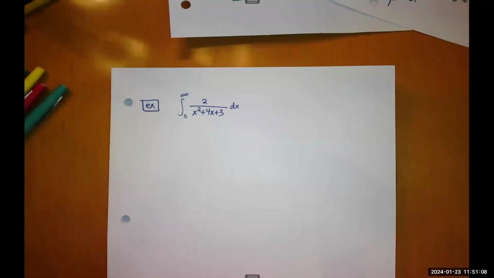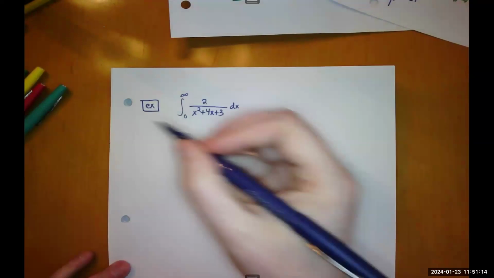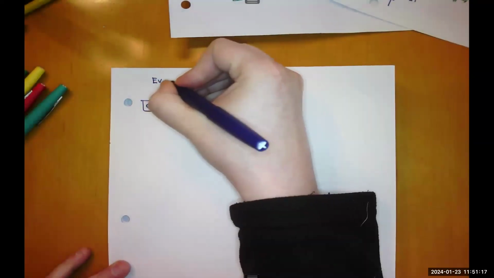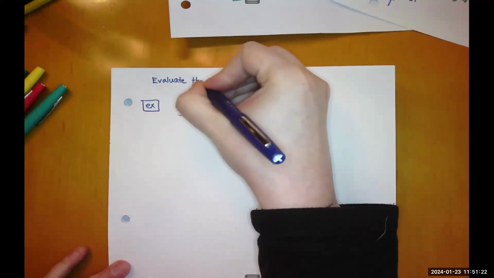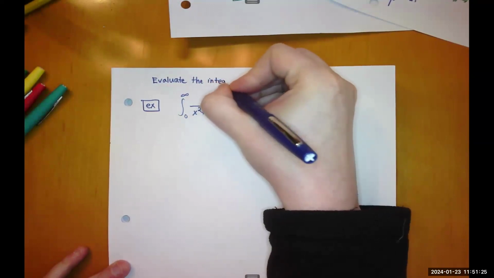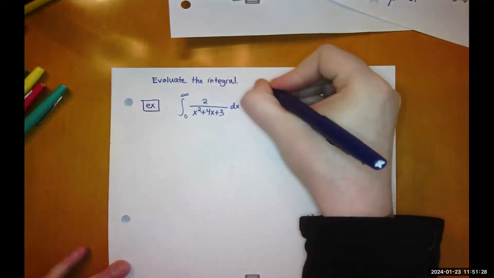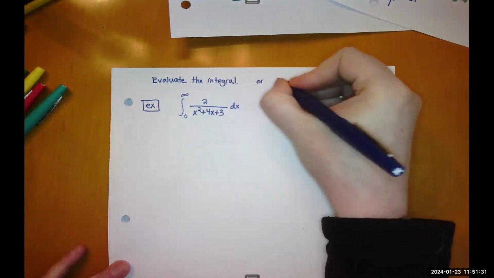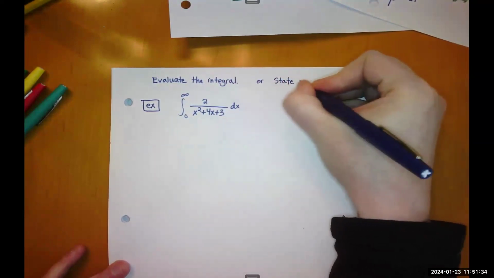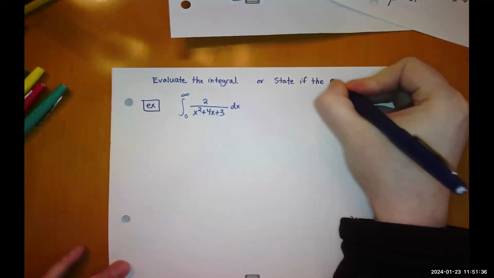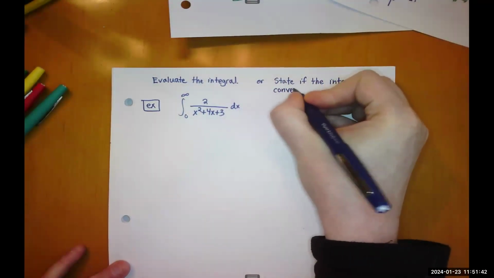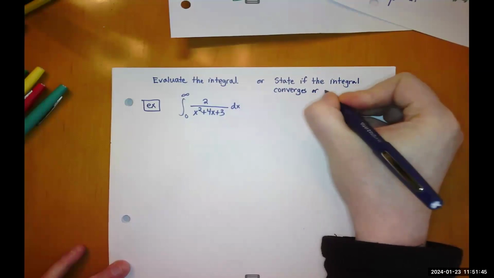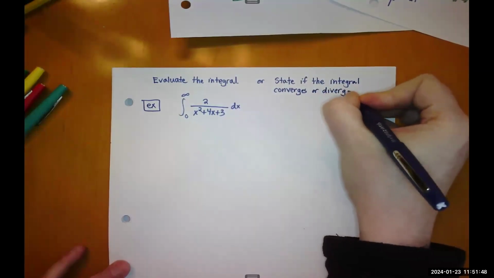Often improper integrals appear on the AP exam with directions something like this. So it'll either say something like evaluate the integral, without hinting that it is an improper integral, or the directions could say state if the integral converges or diverges. And sometimes it's a mixture of the two.